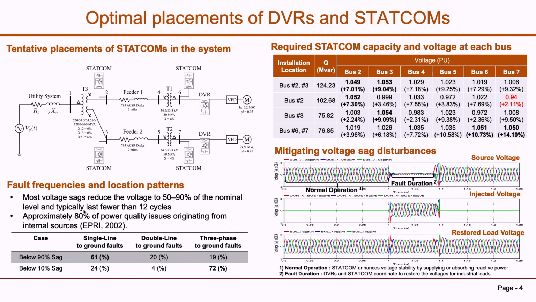And finally, we also present a graph for the DVR. These graphs show how the DVR and STATCOM cooperate to mitigate the voltage sag. So in normal operation, the STATCOM boosts up the voltage, and during the fault duration, the DVR restores the sagged voltage. And after all, the DVR and STATCOM can complement each other.